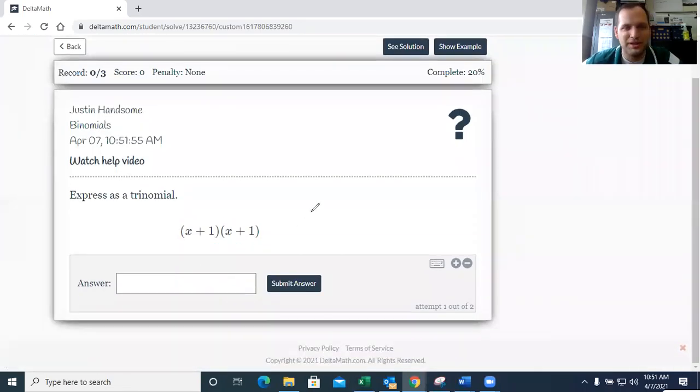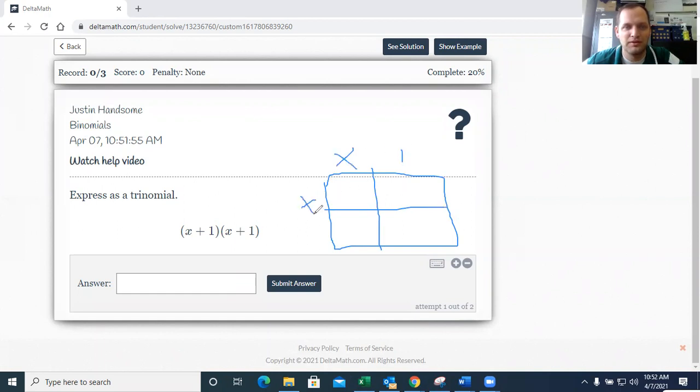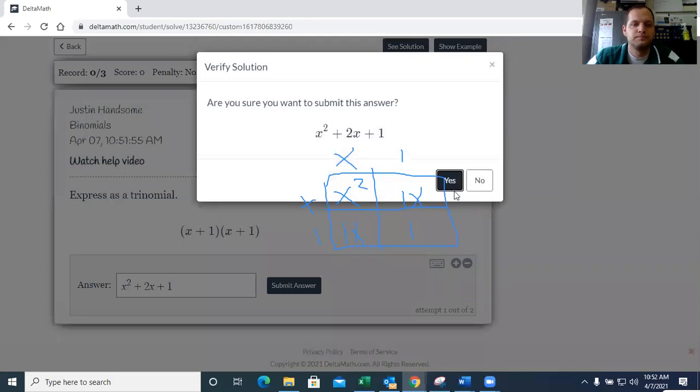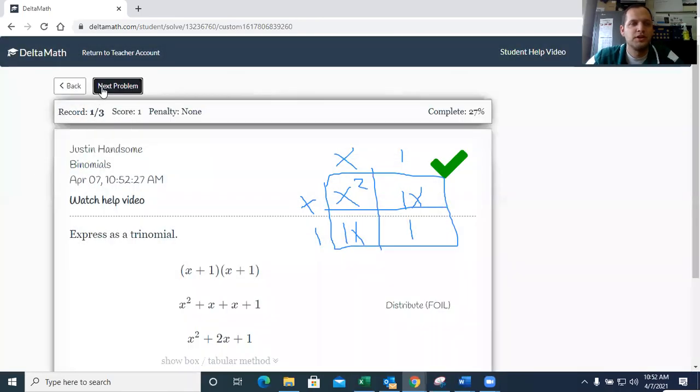When I do binomials, I love to draw a little box. I've got x plus 1 and x plus 1, and I multiply. That gives me x squared. X and 1 is 1x. 1 and x is 1x. 1 times 1 is 1. Add them together. That's going to give me x squared plus 2x plus 1. Ta-da!